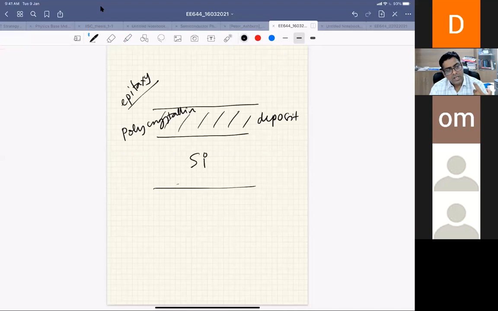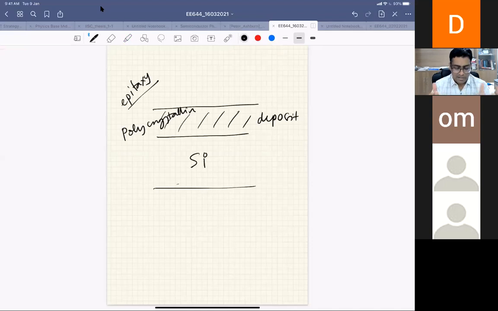Epitaxy tools. So what you do is we just do the CVD deposition, right? So you just deposit silicon on top of silicon. When you deposit silicon on top of silicon, if you do not do it properly, meaning not very slowly, then it cannot take the crystalline properties from the substrate, right? That's why it becomes polycrystalline. So it is not a monocrystalline silicon, but it's a polycrystalline.